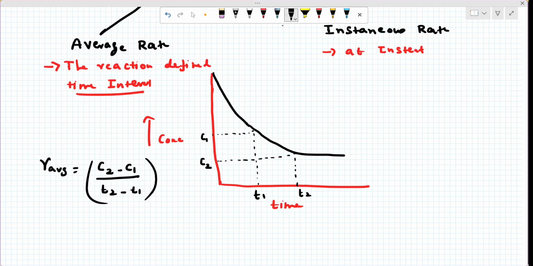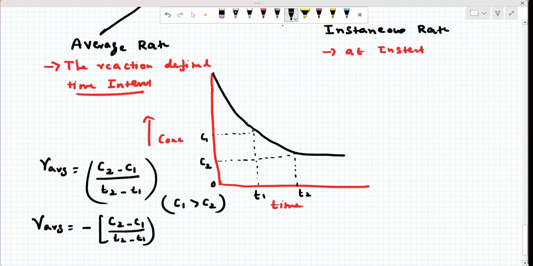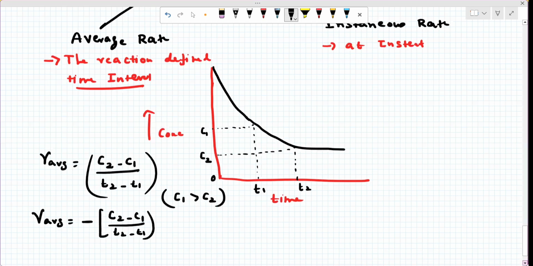If you look at C1 and C2, students, which concentration is higher, C1 or C2, in the graph? This is the zero value. C1 is greater than C2. Therefore, the average rate is equal to minus sign, C2 minus C1 by T2 minus T1. Why do I put the minus sign? Because this indicates decreasing concentration. Yes or no?